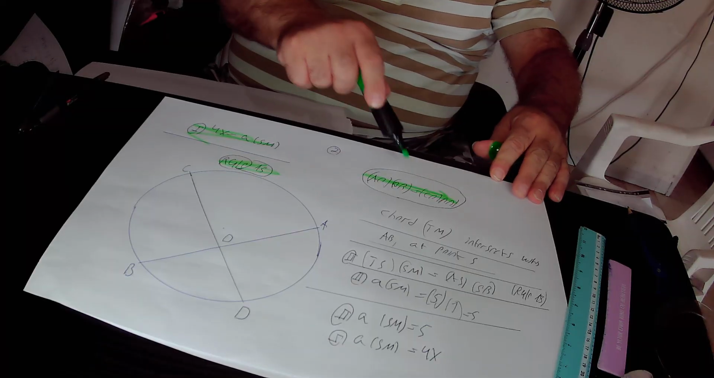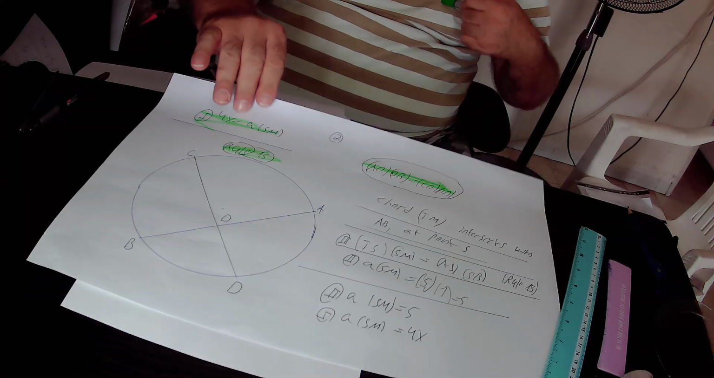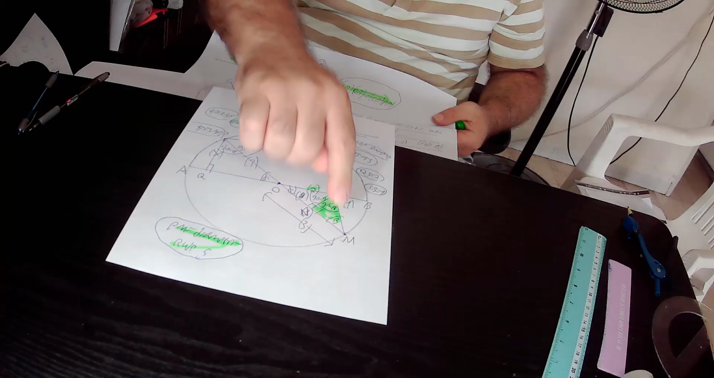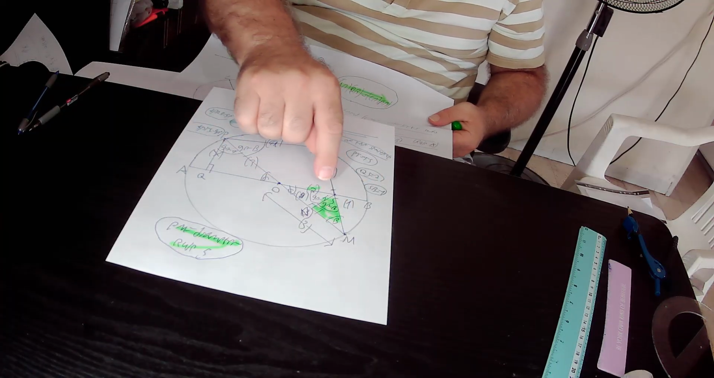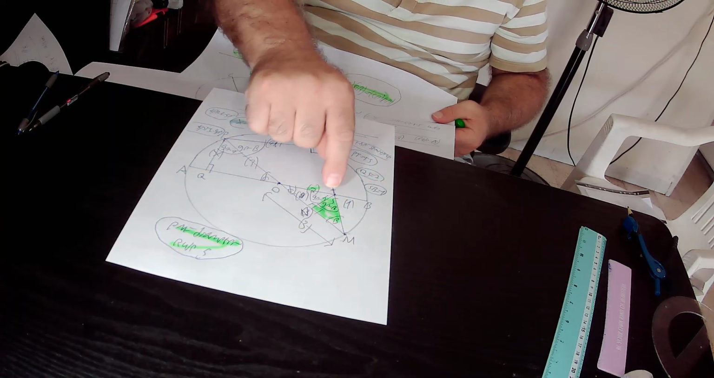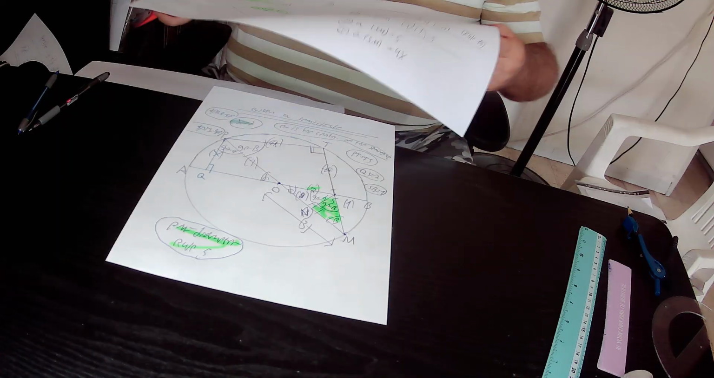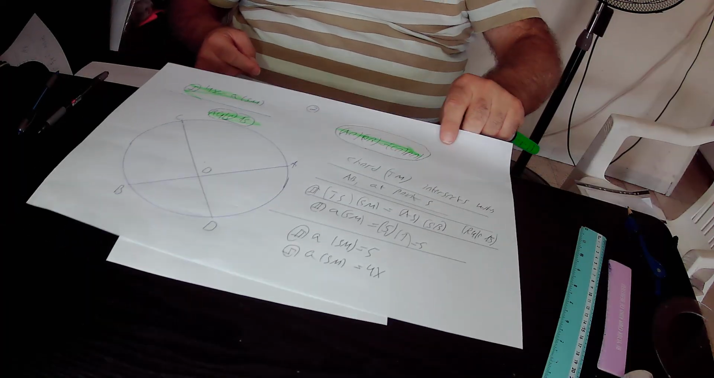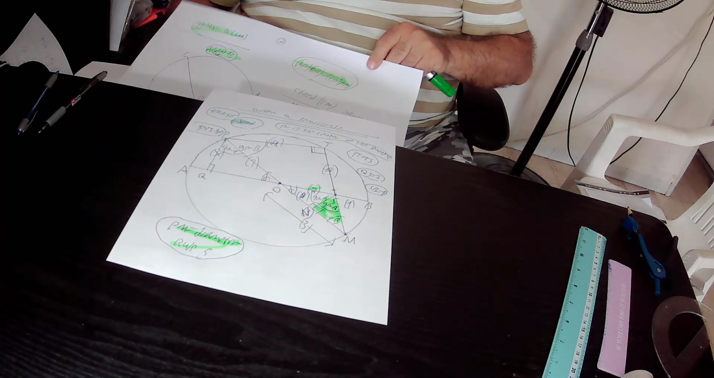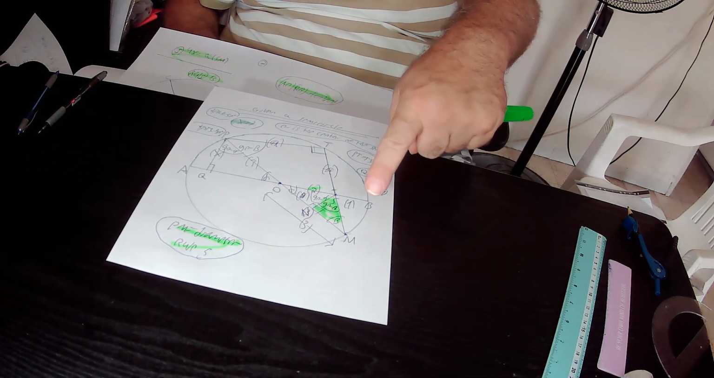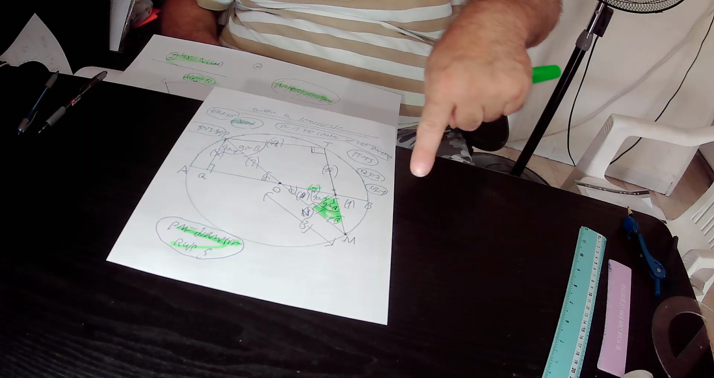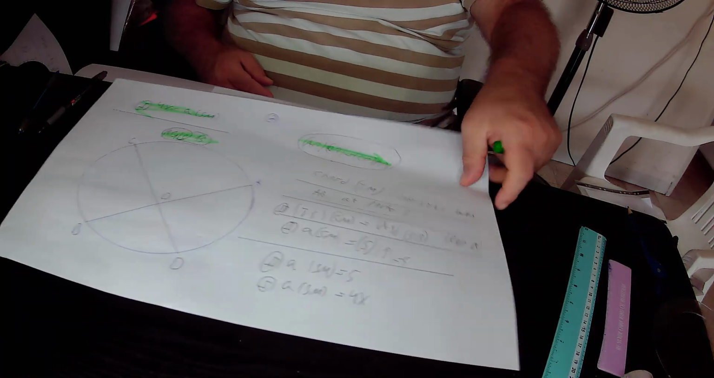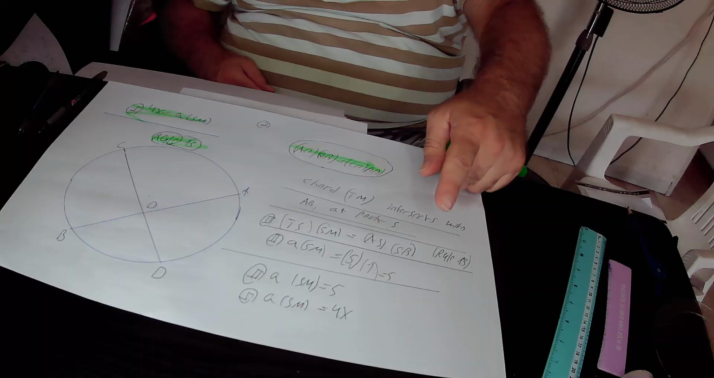So we can implement the new rule in our drawing. Why? Because in our drawing, chord TM intersects with chord AB at point S. And therefore, the following equation will be true: TS times SM equals AS times SB. Again, according to rule 15, TS times SM equals AS times SB.